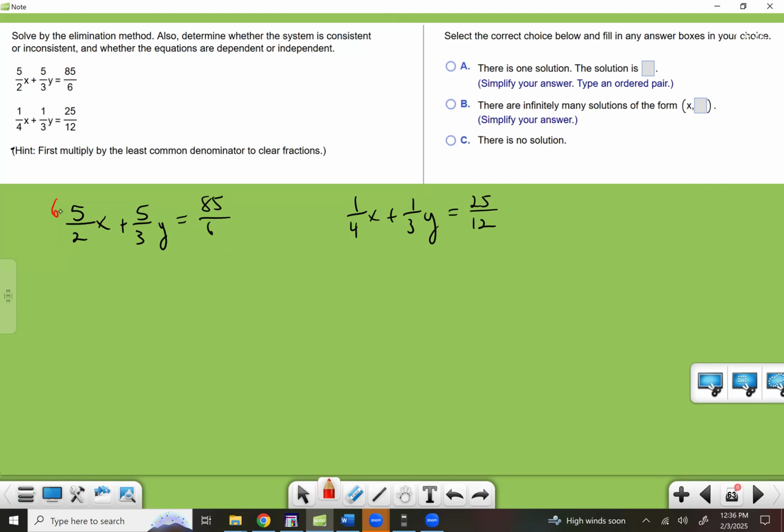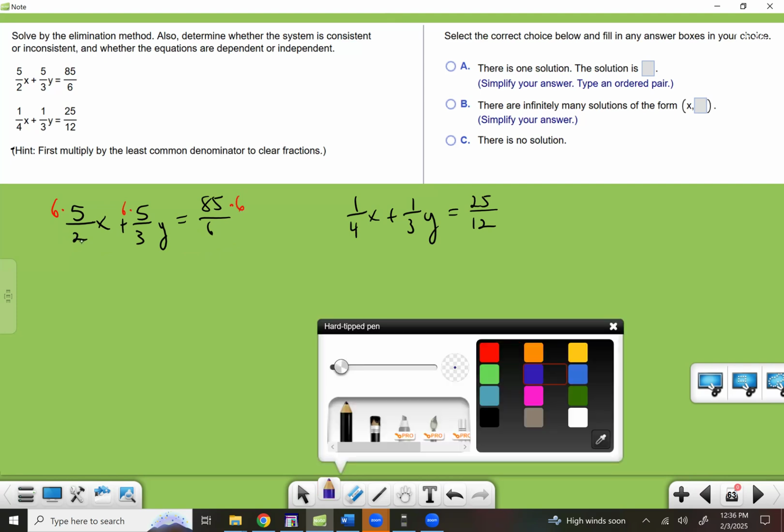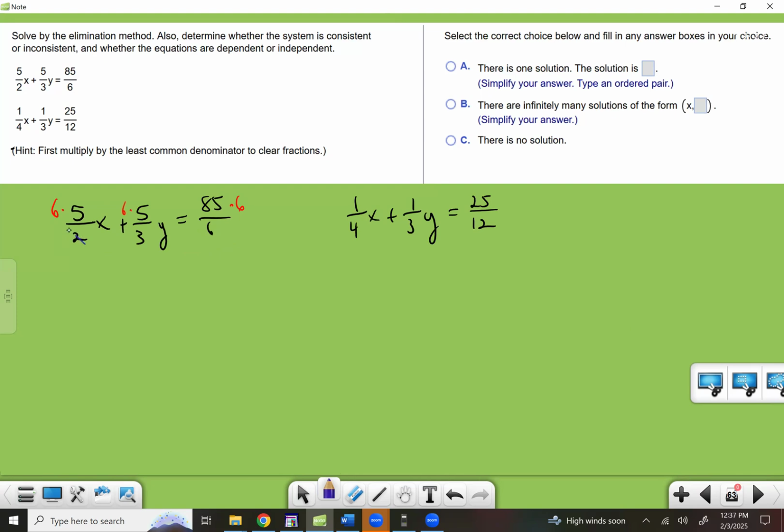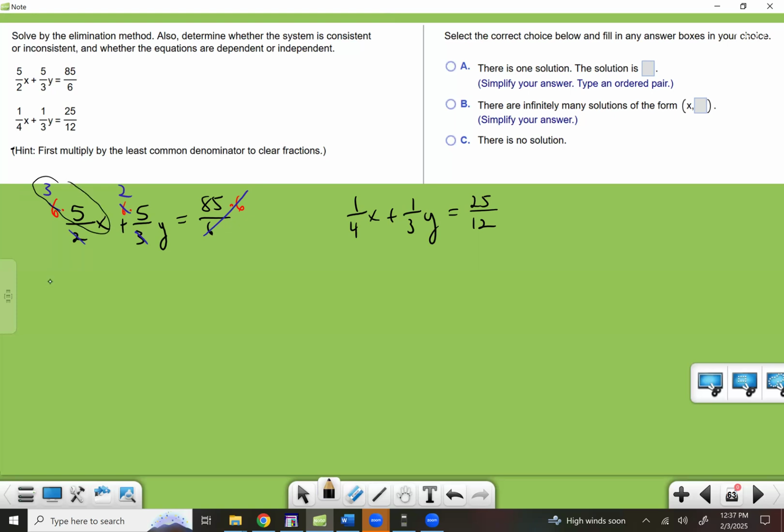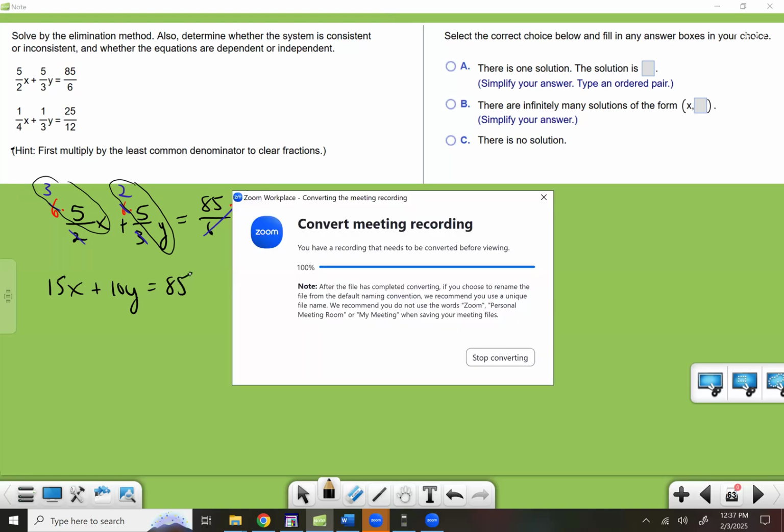So we're going to multiply all of the numerators by 6. We're not actually going to multiply. We're going to divide out the denominator first. So 2 goes into 6 3 times, 3 goes into 6 2 times, and these 6's cancel. So what we have left is 3 times 5 times x, so 15x, 2 times 5 times y, so 10y, and 85. So that is much easier to look at.